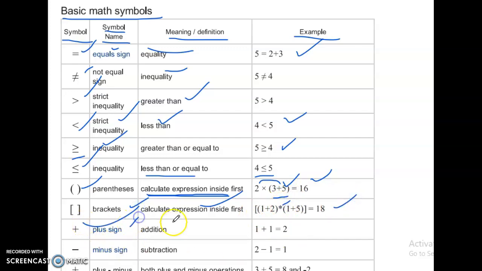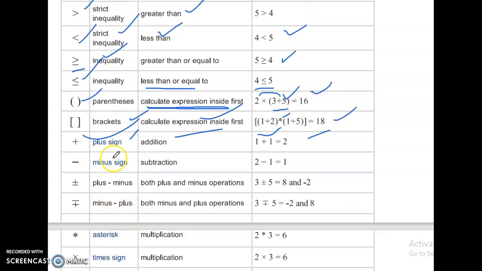Plus sign, addition: 1 plus 1 equal to 2. Minus sign, subtraction: 2 minus 1 equal to 1. Plus minus: here plus is there, minus also is there. Plus minus, both plus and minus operations.